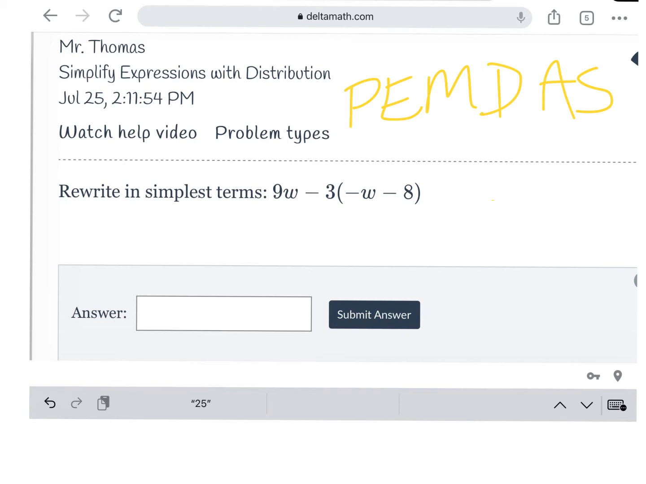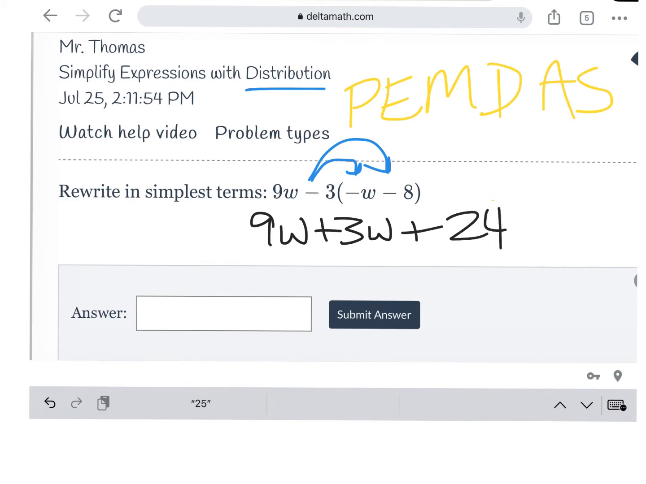So what we want to deal with first are our parentheses. So right here, you notice this is distribution, so distributive property. So I want to distribute that -3 here and multiply. So when I do that, I get 9w, negative times negative becomes a positive 3w, negative times negative again becomes positive 24. I look for my like terms. These are my two like terms. If I combine those, then I get 12w plus 24. And that's what you would type in, submit answer.